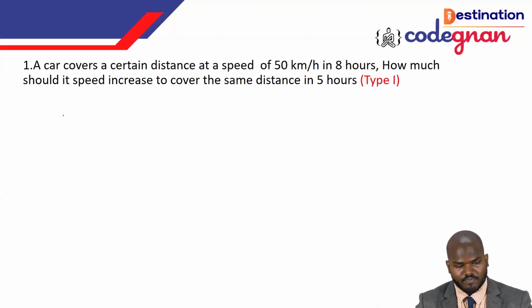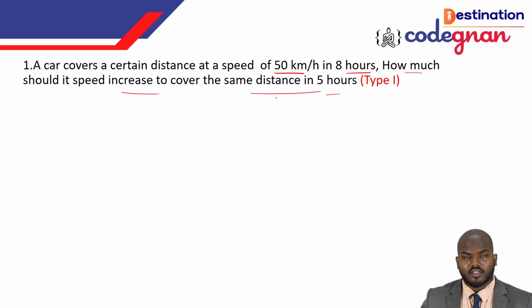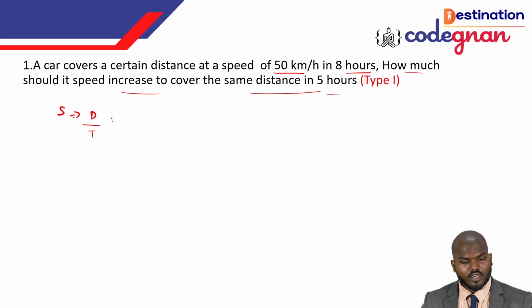It's the first type. You see this one: a car covers a certain distance at a speed of 50 kilometer per hour in 8 hours. 50 kilometer per hour is the speed, and 8 hours is the time. Then how much speed does it need to travel to cover the same distance in 5 hours? You just want to find it. Then you use the single formula, speed is equal to distance over time.